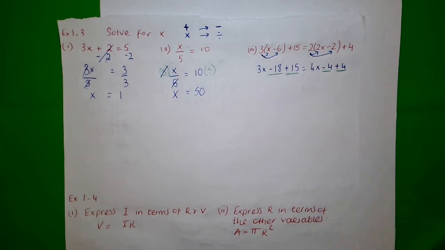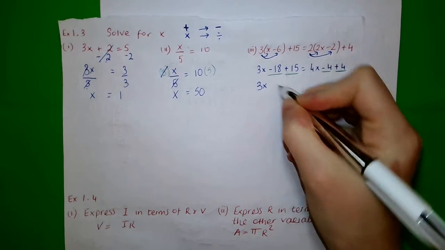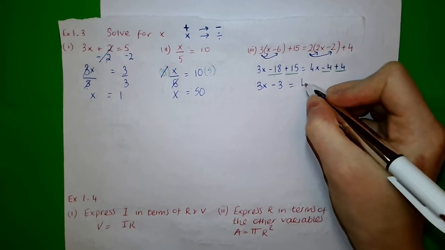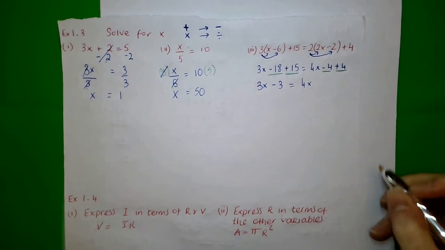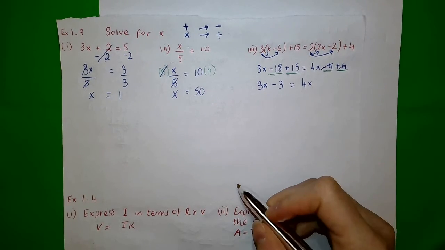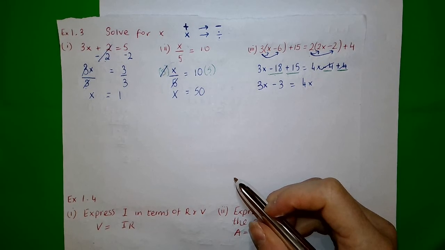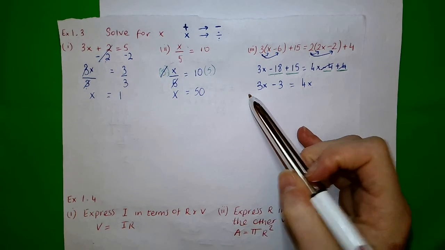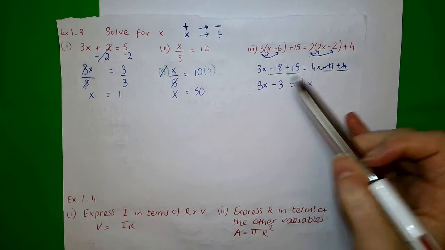Okay, so we have 3x minus 18 plus 15 is minus 3, 4x, and then minus 4x plus 4, or sorry, minus 4 plus 4 is just 0, so those actually cancel out. Okay, back in the previous question we wanted all of our x terms on the left side and our constants on the right hand side.